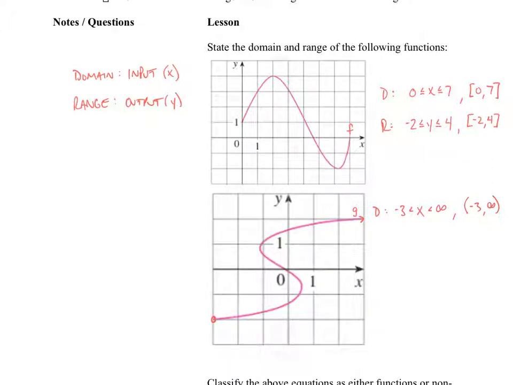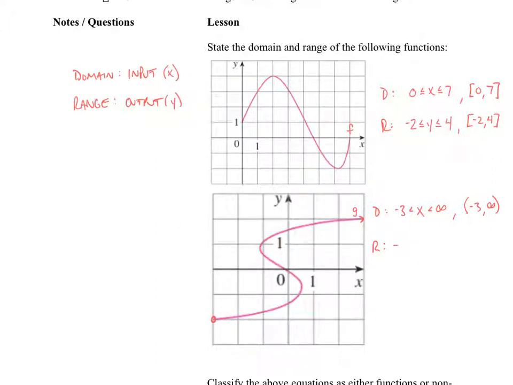Now when I talk about the range, I'm talking about potential output values. So what is the lowest potential output value? Well, it looks like it's -2, but it's not, because remember, our function never actually reaches this point. It's just really, really close to -2.